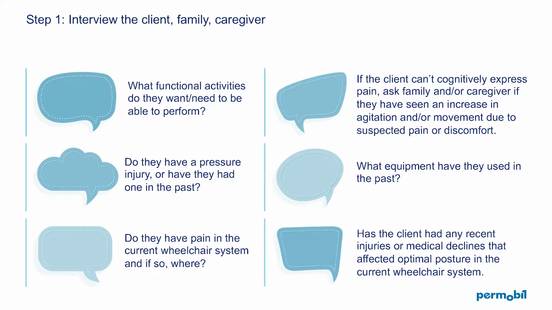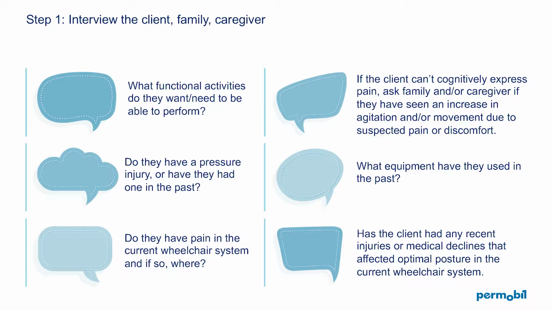So during the interview process, we need to ask the client, the family, and the caregivers very specific questions in order to learn what their goals are. It doesn't matter what we want for the patient, it really matters what they want out of their wheelchair system. So what do the client and the family want out of this new wheelchair system? Ask both open-ended and closed-ended questions to really start that investigation. And some questions would be things like, what functional activities do they want or do they need to be able to perform? Do they have a pressure injury right now, or have they had one in the past?